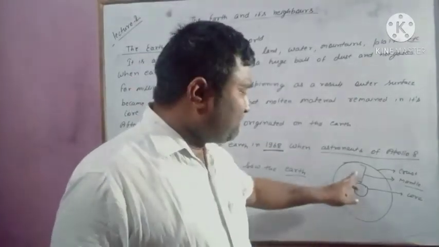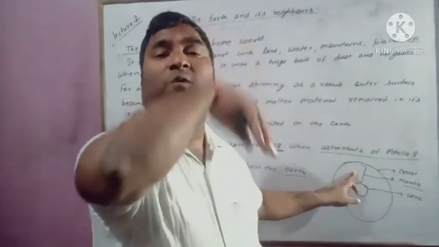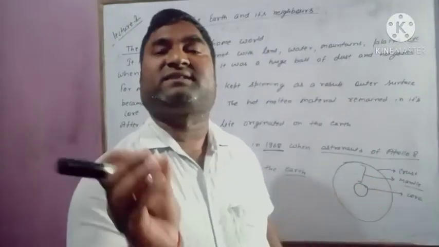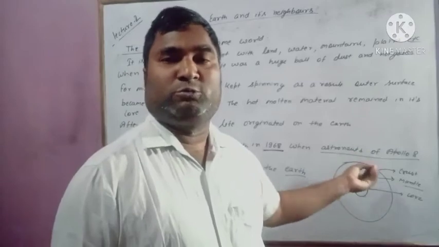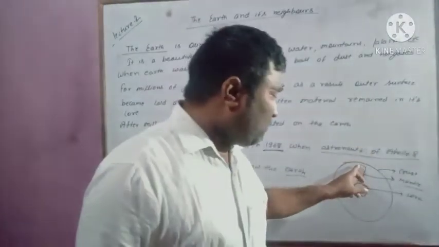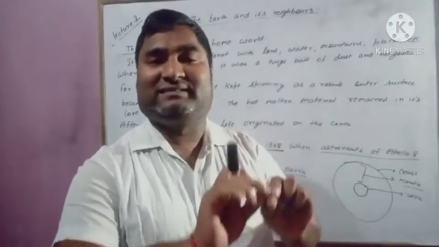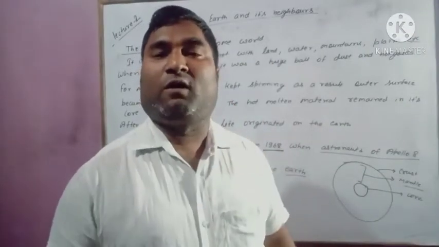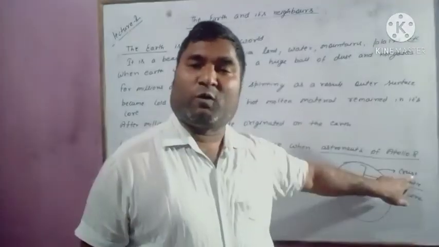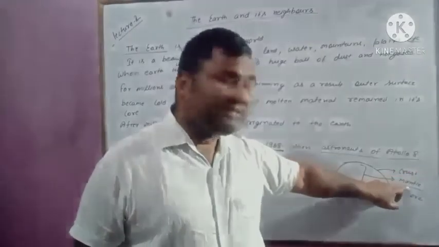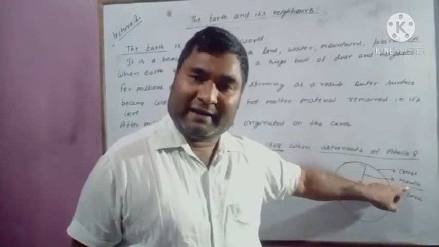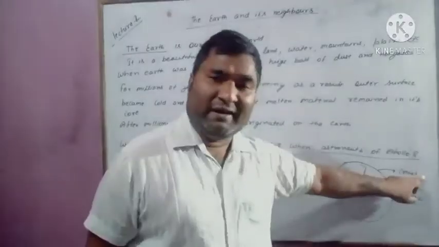Sometimes this mantle comes out from a crack in the crust. Through this crack, this mantle comes out and this opening, this crack in the crust, is called volcano. Okay, so the outermost layer is called crust. The layer just below the crust is called mantle. It is in the molten condition.